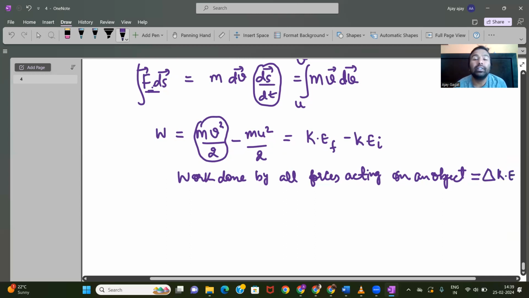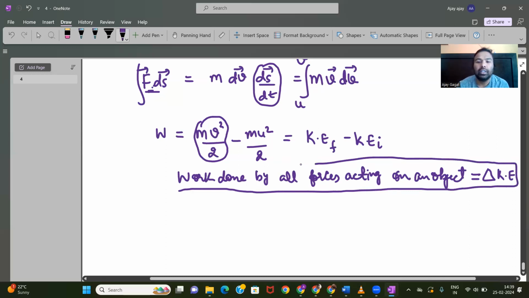My dear students, this is one of the very important expressions which we are going to use often to solve our problems nicely. This statement, work done by all forces on an object is equal to change in kinetic energy, is called the work energy theorem.